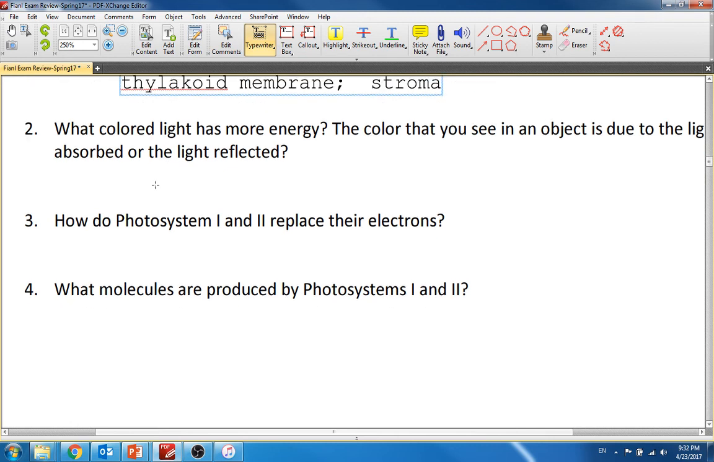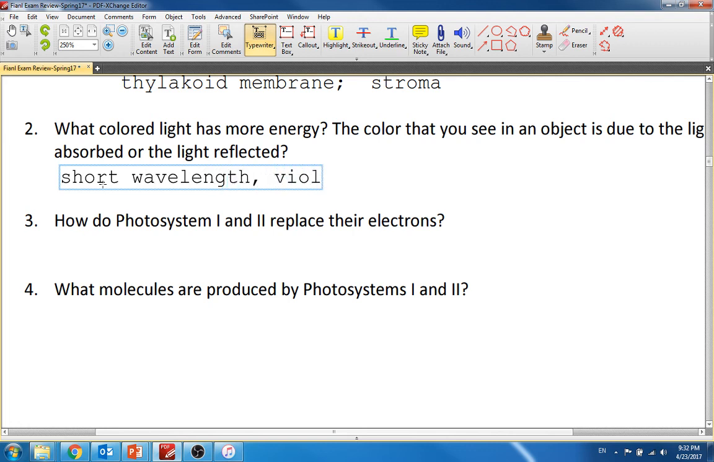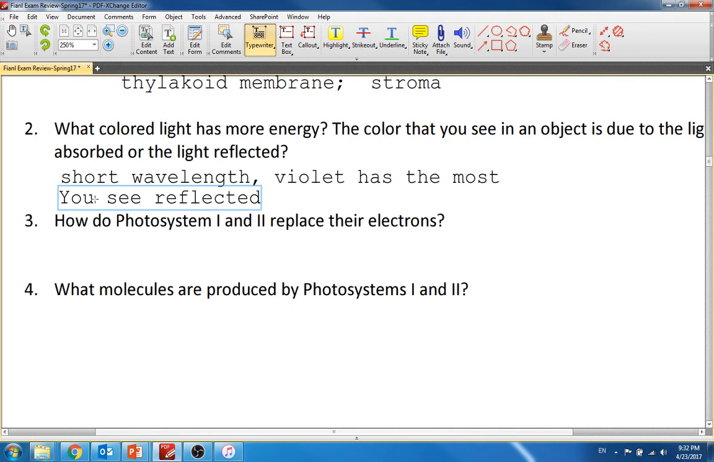Second question, what colored light has more energy? Lights with shorter wavelengths have more energy. That means the violets have the most energy. The color that you see in an object is due to the light absorbed or the light reflected. So remember that if the light has been absorbed, then you won't see that color. So therefore, it's the light reflected.